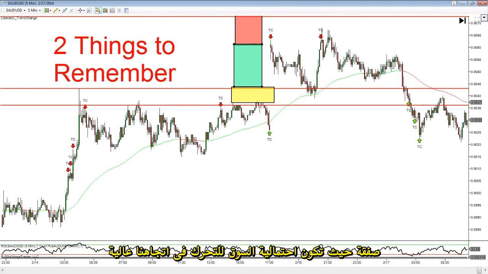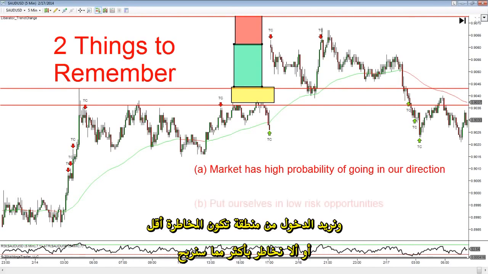We want to involve ourselves in trades where A, the probability of the market rolling over, or the market doing what we expected and what we predicted it to do, is greater than it not happening. And B, we want to put ourselves in a position where we're risking less than what we're willing to gain, or we're risking at least just as much. We don't want to risk more than what we're willing to get out of the trade.